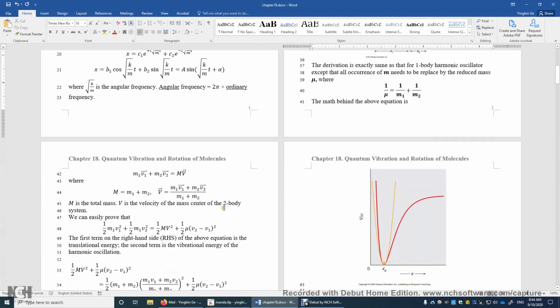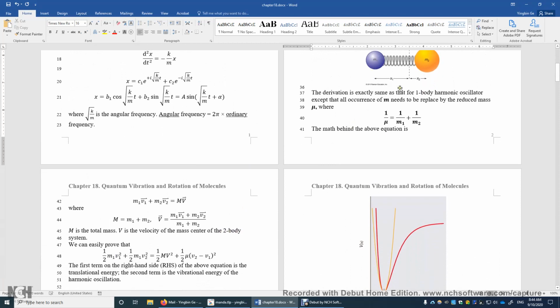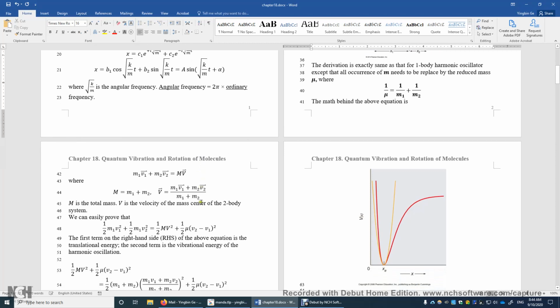Now let's do some mathematical derivation. When we have a two-body system, we can define the center of mass. And then this uppercase M is the sum of the two masses. This V is the translational velocity. And this is the weighted velocity, the mass-weighted velocity.